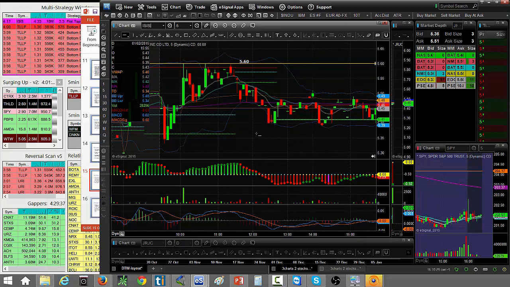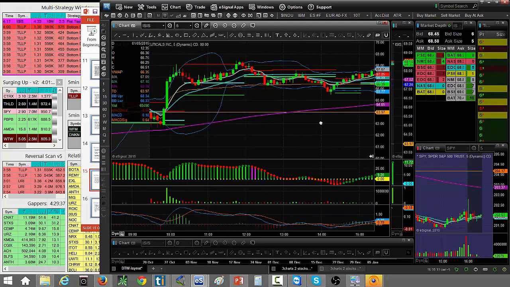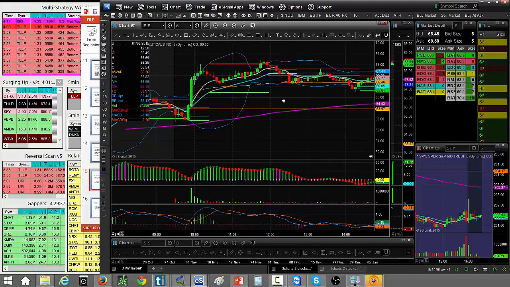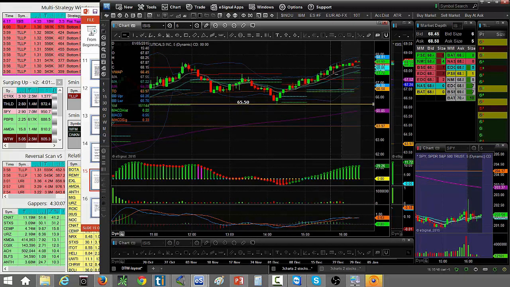Now ISIS today, this was actually a really nice stock right around the open. We had that nice pop up, some quick profits in there, really nice patterns, but midday it starts getting a little bit choppier. So obviously it bounced off the lows here of 65.50 and made a move back up to 68.40. So that's a 3-point move.